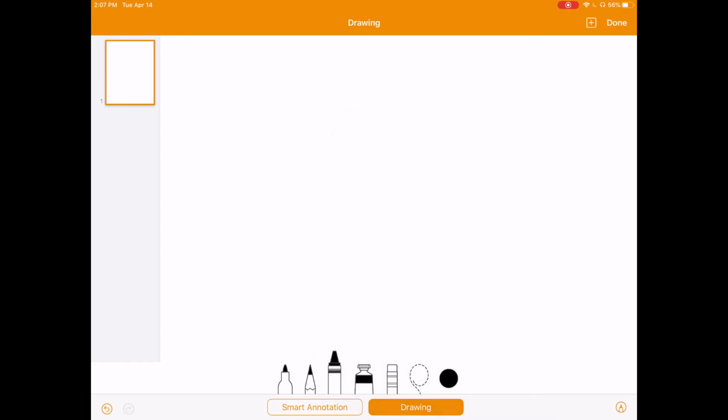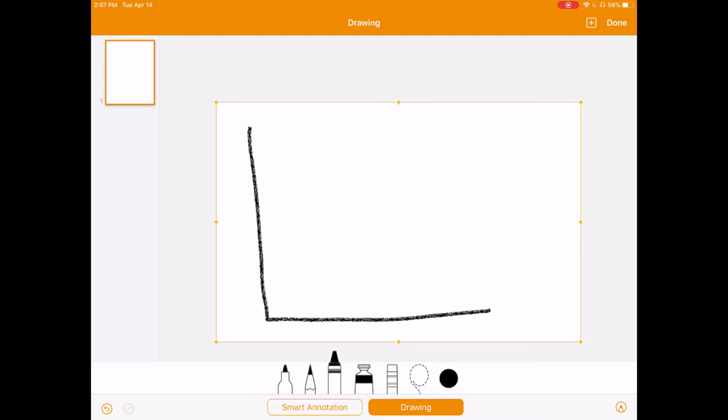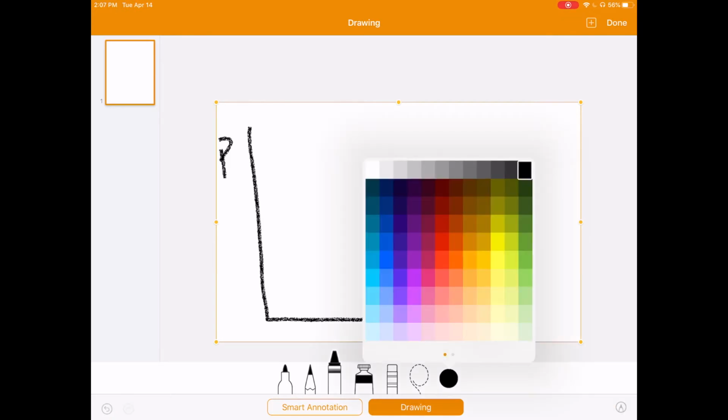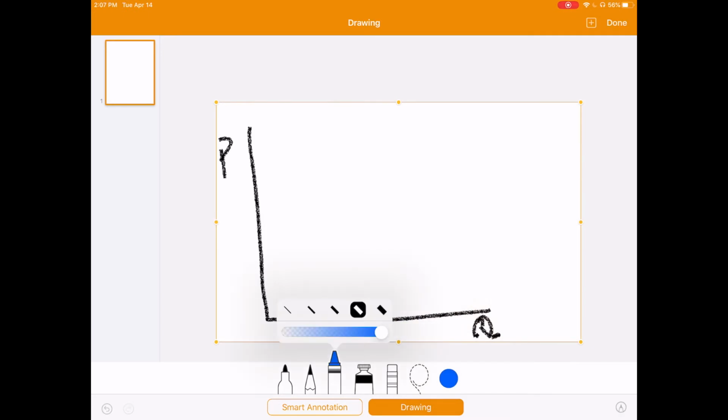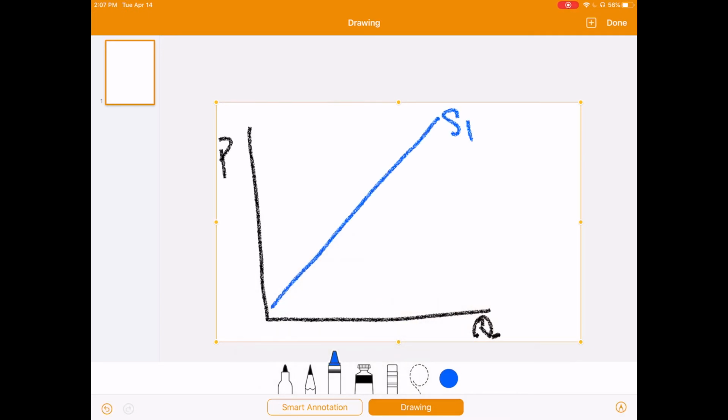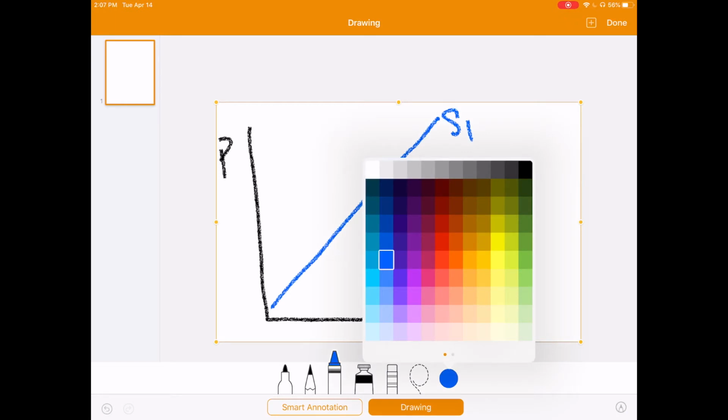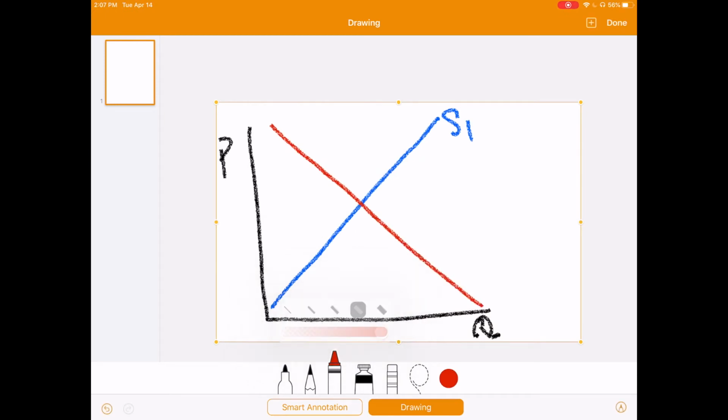You need to go ahead and start your graph with your P's and Q's. So P, Q. And then we did blue for supply. So we're going to draw our S1. Then we did red for demand. So we're going to draw that. We're going to label it D1.